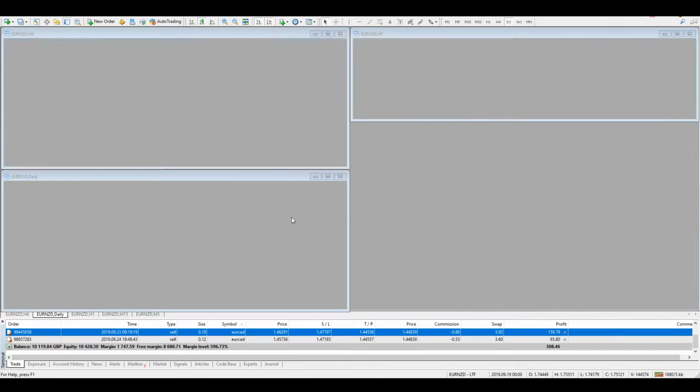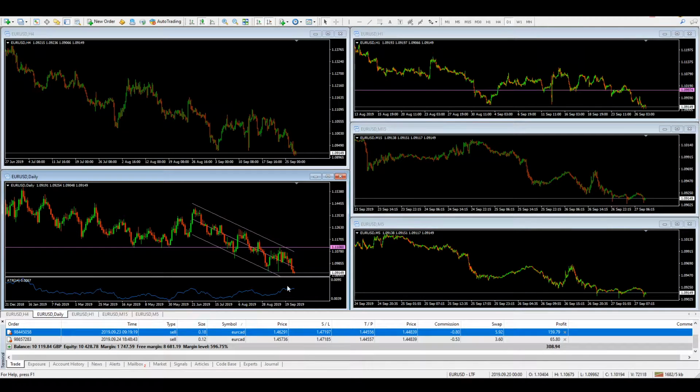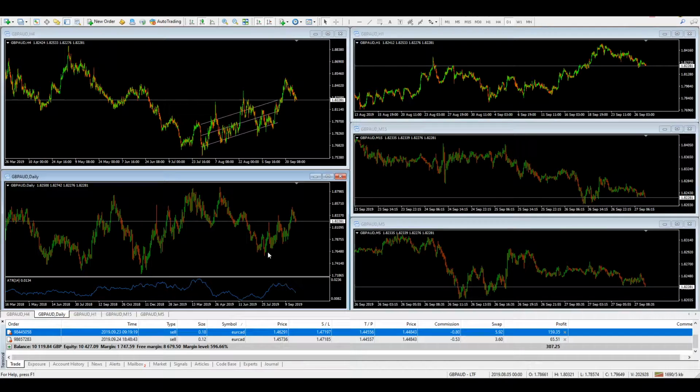Euro NZD, pass. No, this is too late. This has gone far too. We want to get in as close as possible to the lower high, and this has moved off quite considerably. So pass.